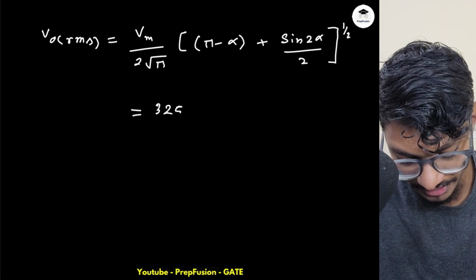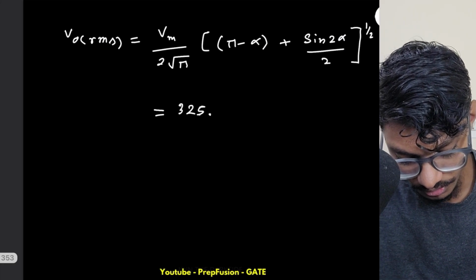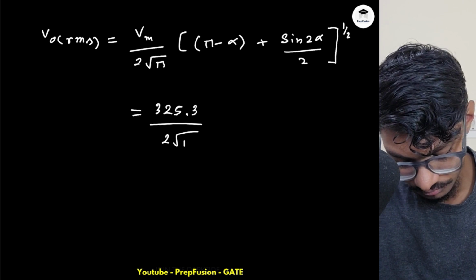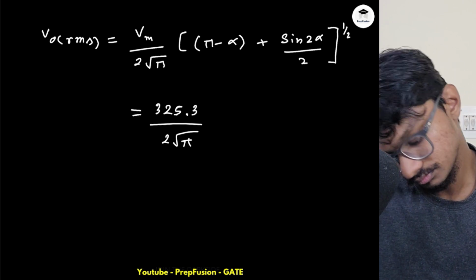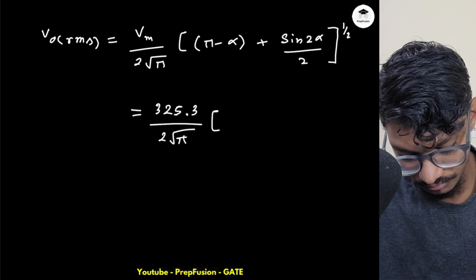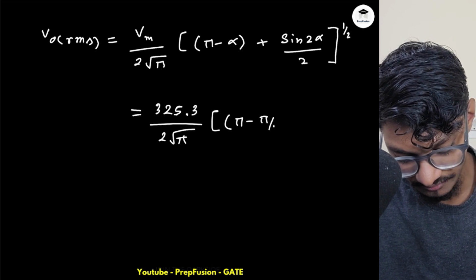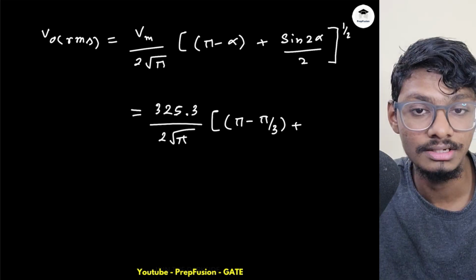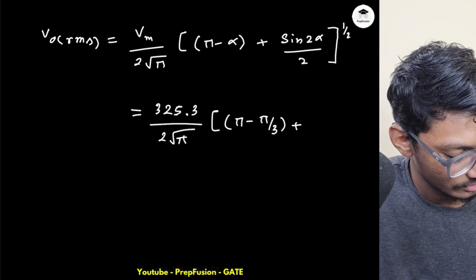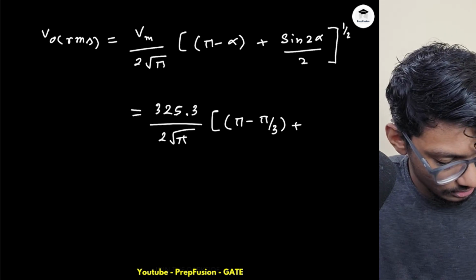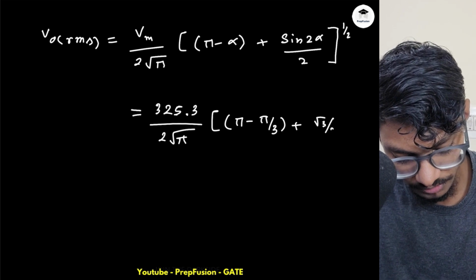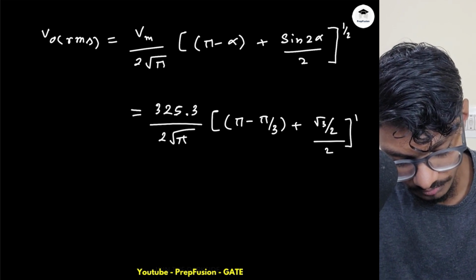Vm is 325.3 divided by 2 under root pi. This will be pi minus pi by 3, right? Alpha is 60, so this will be pi minus pi by 3 plus sine 2 pi by 3. Sine 2 pi by 3 is sine 120, right? So what is sine 120? Sine 120 is root 3 by 2.